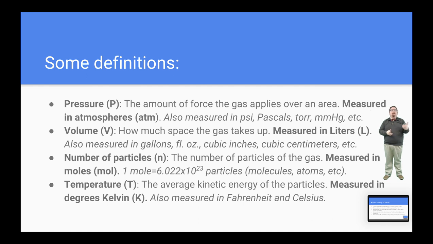Next, we have the number of particles, which is shown by the lowercase letter n. This one's pretty self-explanatory. It's the number of particles of the gas. And we measure it in units of moles, which we've talked about before. That's abbreviated as MOL. And 1 mole of a gas has 6.022 times 10 to the 23 particles of that gas in it. Lastly, we have temperature, which is represented by the capital letter T. You're familiar with the 3 ways that we measure temperature, but today we're going to measure in Kelvin, which is represented by the letter K.